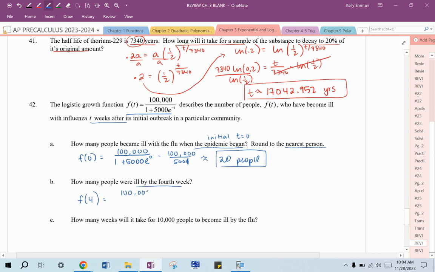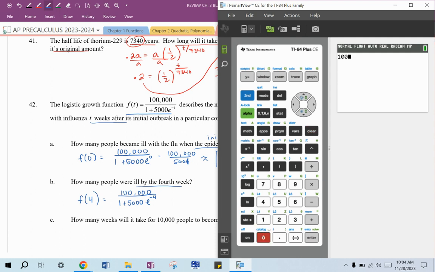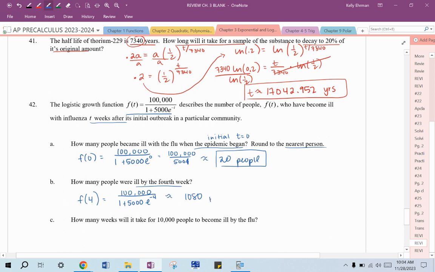That will be 100,000 divided by 1 plus 5,000 e to the negative t, so negative 4. Just be careful typing this in. When you're typing into your calculator, make sure that's 100,000. Anytime the denominator has more than one number in it, you've got to put parentheses around it. So 1 plus 5,000 e to the negative 4. Close them. We get about 1,080. It doesn't say to round to the nearest person, but let's call this 1,080 people.